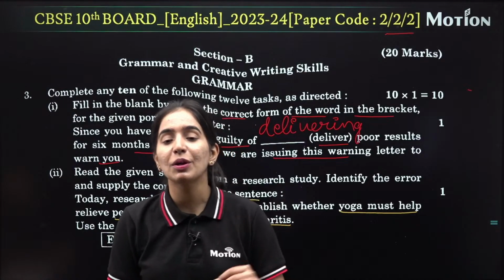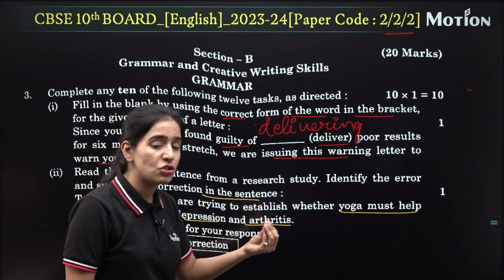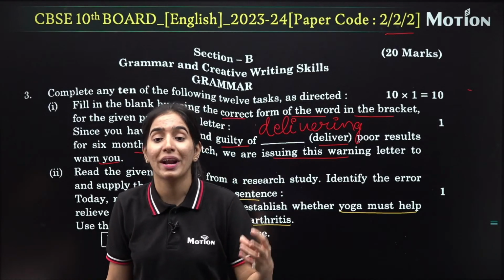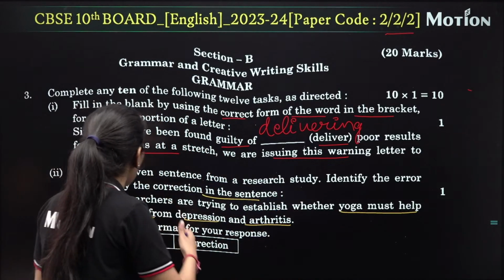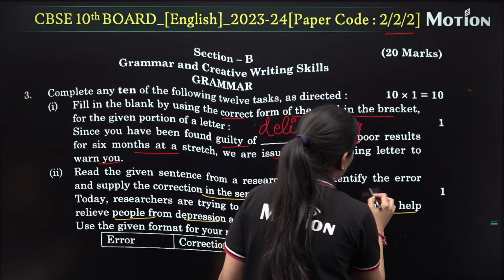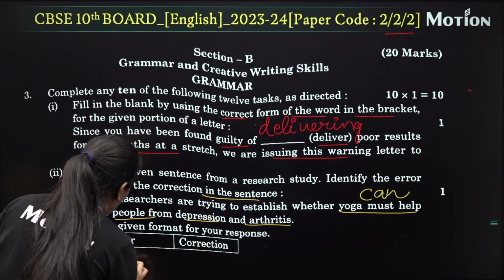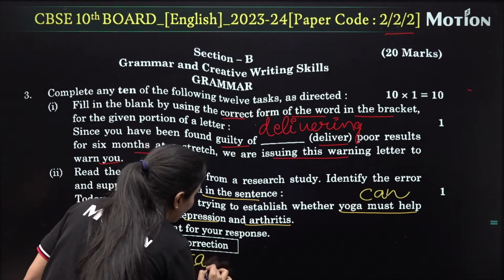Yes students, let me know your answers in the chat box. How can it be a compulsion? Must is usually used whenever there is a compulsion, like: You must report to office before 8 a.m. Right? So here it is, whether yoga can help. So can will be the correct answer. The error here is must, and the correction would be can.